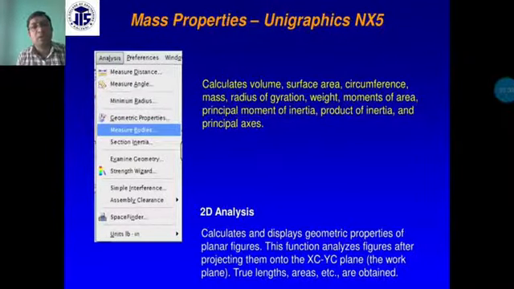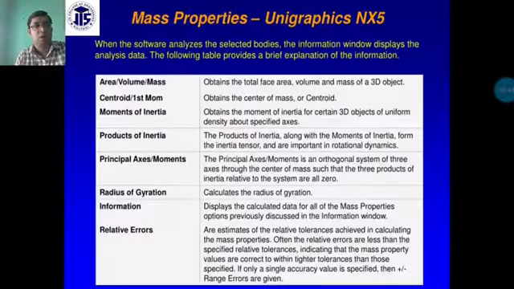Any type of mass moment of inertia, you have to consider according to the radius of gyration, weights, and volumes; all things will be required. Another thing is that for 2D analysis, it calculates and displays geometric properties of planar figures after positioning and projecting them onto the XC-YC planes. The true length, areas, and so on are obtained from the mass properties in the next systems.